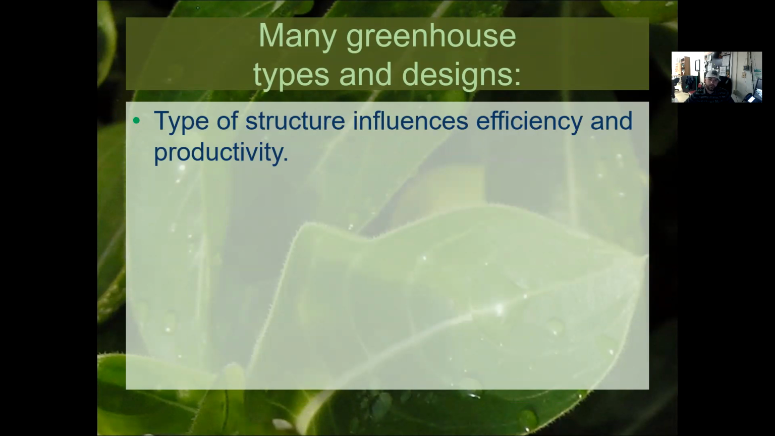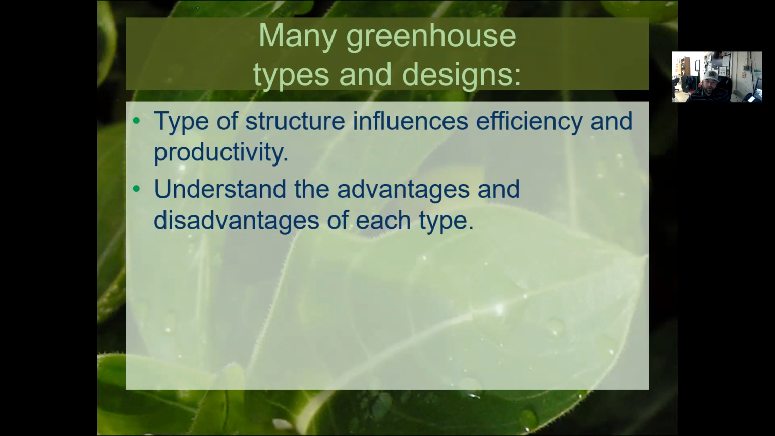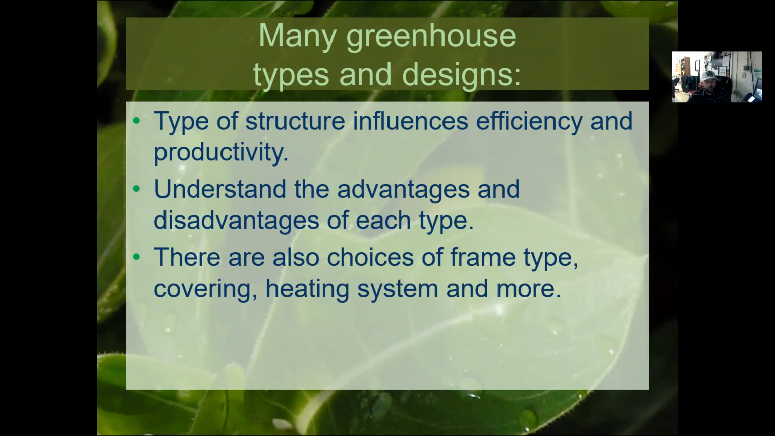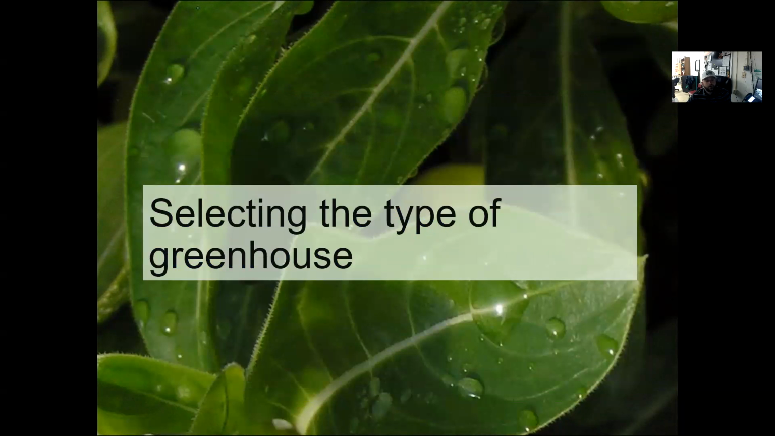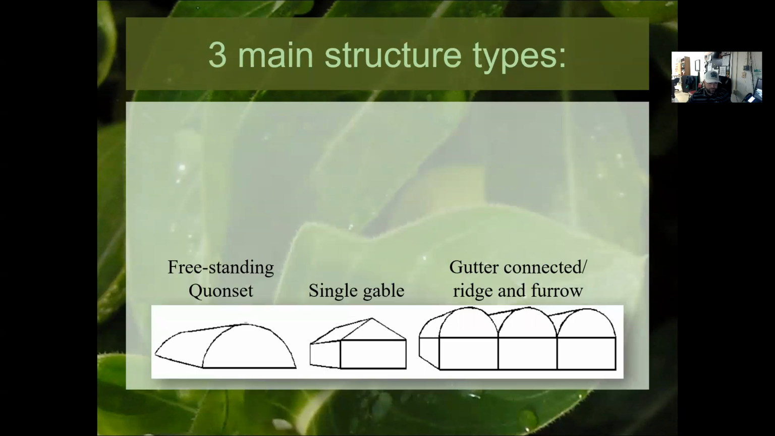So there's a lot of different greenhouse types and designs. The type of structure is influenced by efficiency and productivity. You need to understand the advantages and disadvantages of each type, which we'll get into, along with choices of frame type, covering, heating system, and more. But let's get into selecting the type of greenhouse. So we have a freestanding Quonset, single gable, and gutter connected ridge and furrow. The unit that we have here at the school is a single gable.